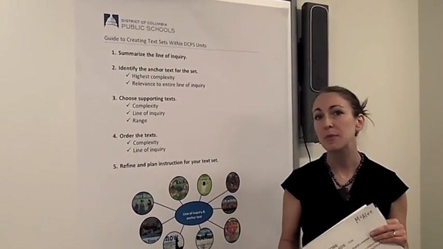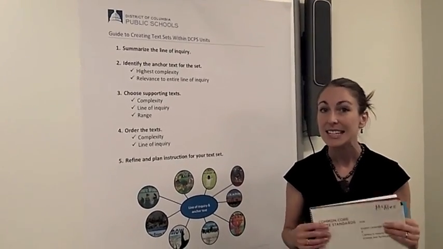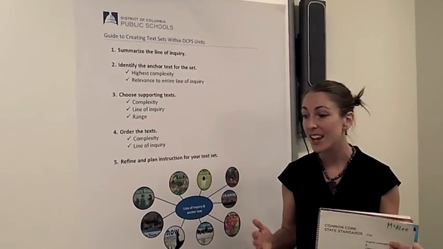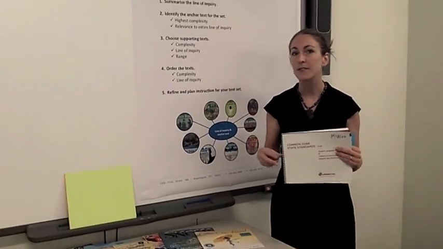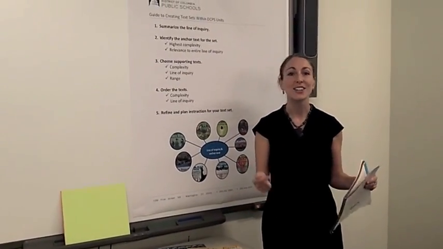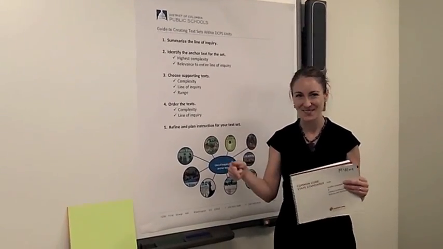I've been a teacher in DC public schools for years, and now I'm a member of the Central Office Literacy team. Today, we're going to create a text set using the DCPS resources for the third unit for second grade. After that, in your training, you're going to create a text set for your upcoming Unit 2.